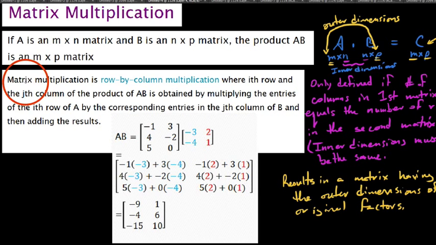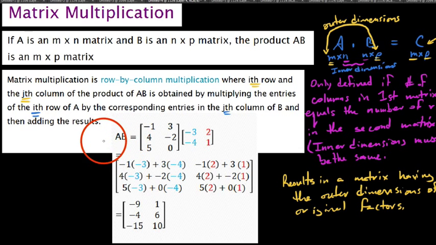So let's take a look at how this is carried out. I said it was very particular, so pay close attention here. Matrix multiplication is row by column multiplication. If you're confused on this order, just know that when you talk about the order of a matrix, we always talk about the rows first and then the columns, rows by columns. But it is row by column multiplication, where the ith row and the jth column of the product AB is obtained by multiplying the entries of the ith row of A by the corresponding entries in the jth column of B, and then adding the results.